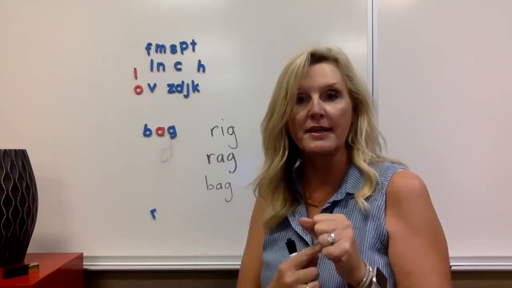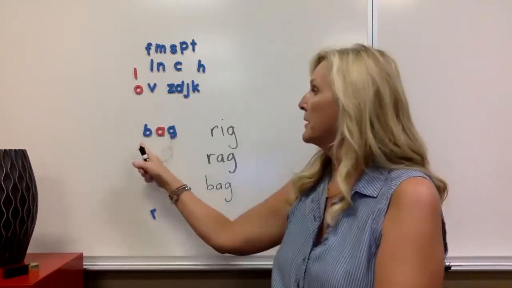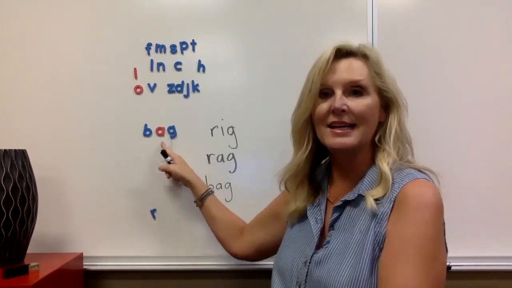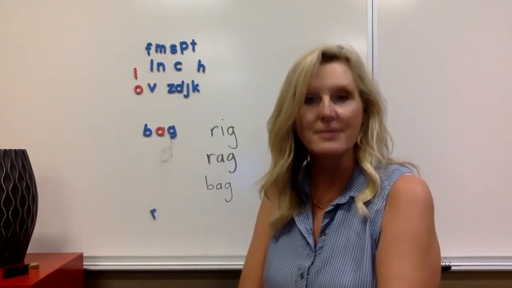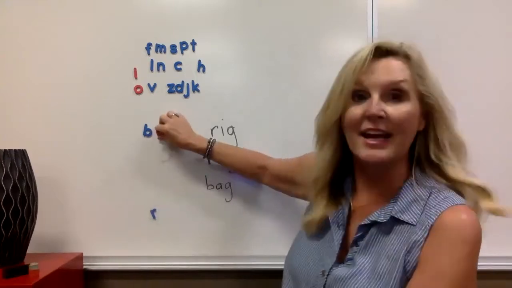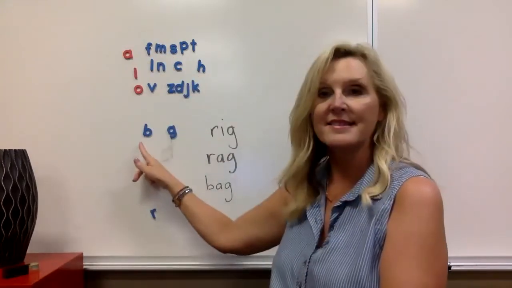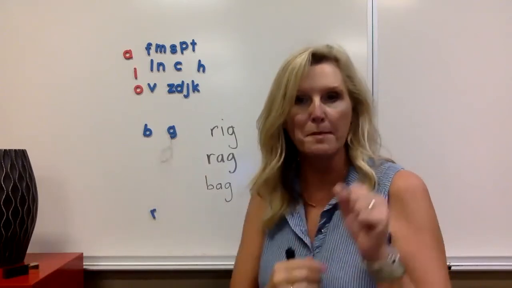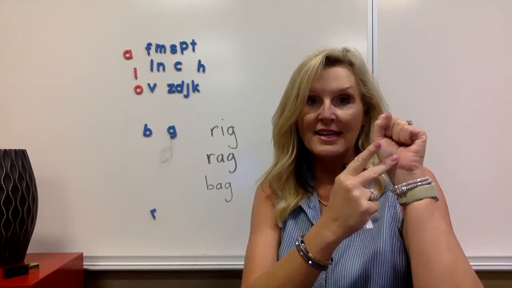Okay, we are going to change one letter again, and we will change bag to big. Let's tap out big. B-ig. B-ig. Touch yours. B-ig. What changes to make bag into big? The vowel again. So we're going to take out the vowel. Take out your vowel. Our B is the same and the G is the same. But we've got to figure out what is our vowel in big. Ready? Tap it out. B-I-G.